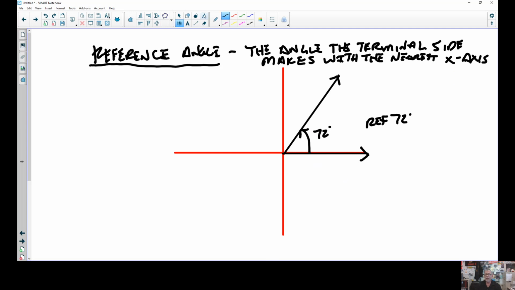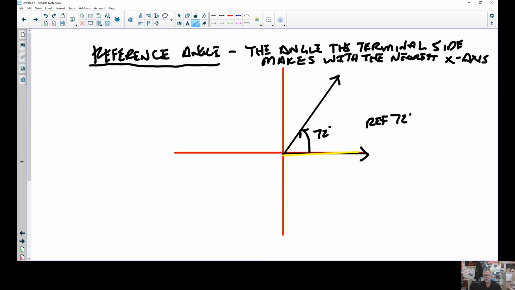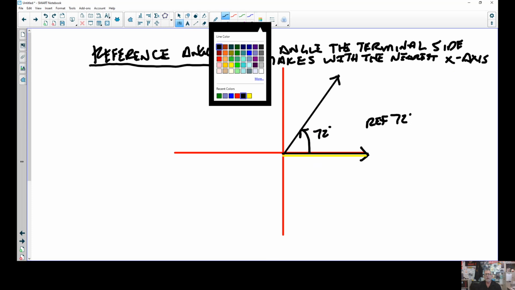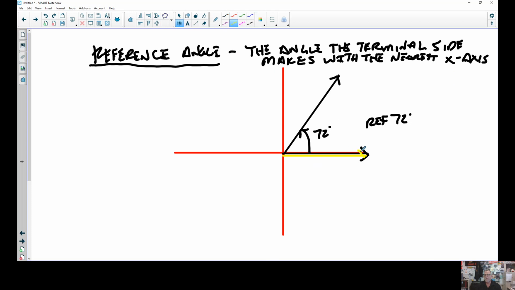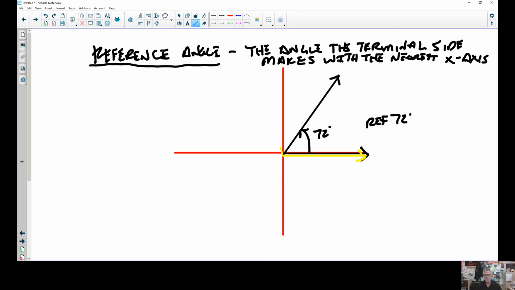All right. If instead we have, and I'll do this in a different color, a standard position angle there at that point. And let's use the same color. So I have this other standard position angle that is in the second quadrant. It's over here. Well, now that one, this is the angle. Let's say this angle is 130 degrees.